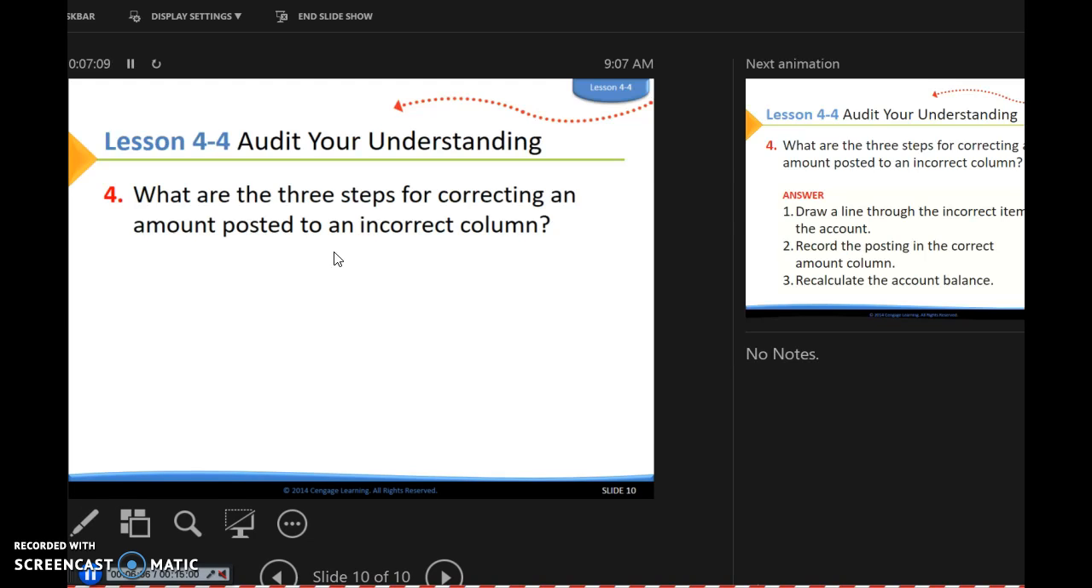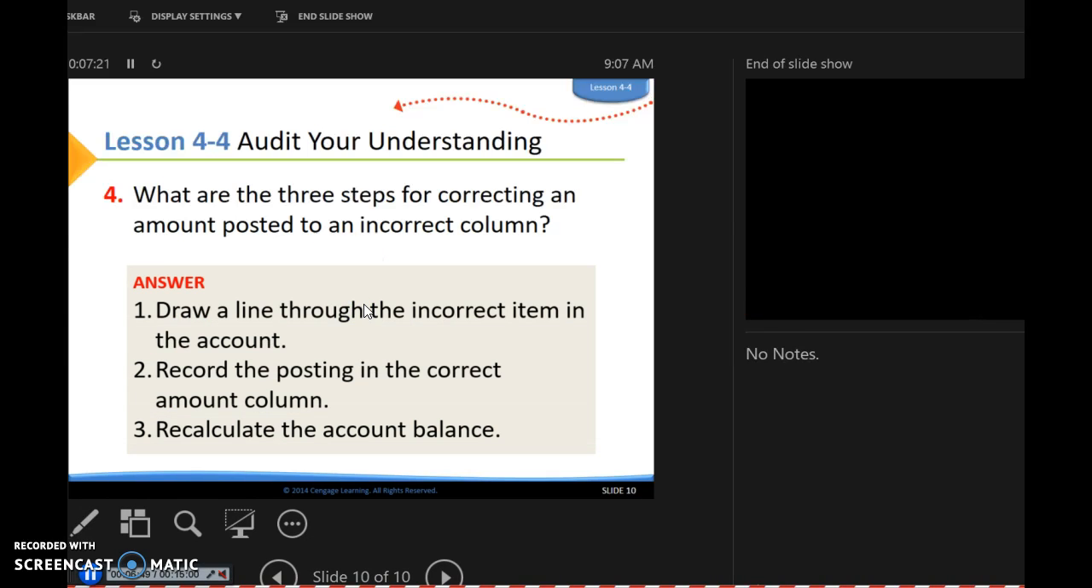The 3 steps for correcting an amount posted to an incorrect column. Cross it out. Put it in the right column. Recalculate your new balance. So it's the same thing.